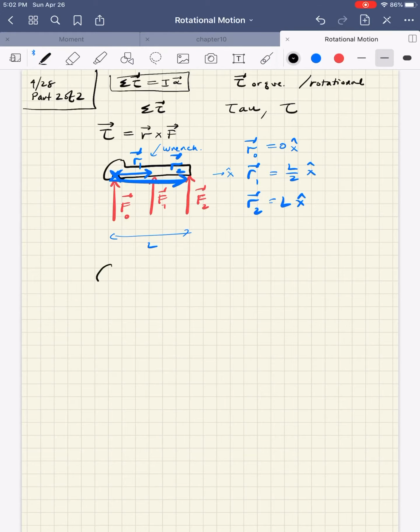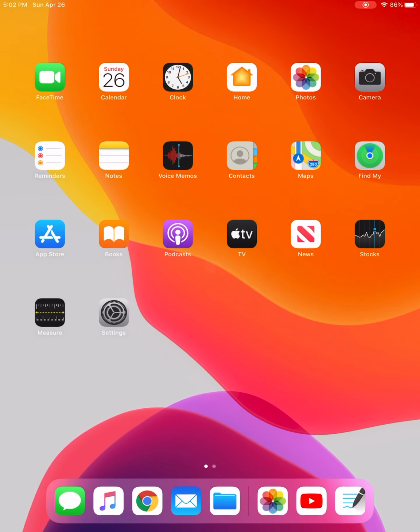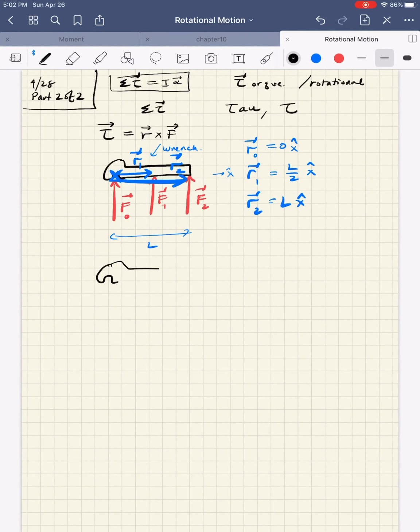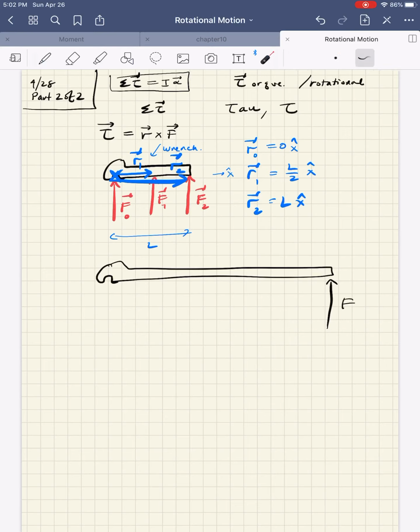And that's why you can see some plumber's wrenches. Man, those things can be super long. It's because if they apply a force all the way out here, it's much, much easier to get a torque because R is so big. And of course, the bigger the torque, eventually we'll see the bigger the angular acceleration.